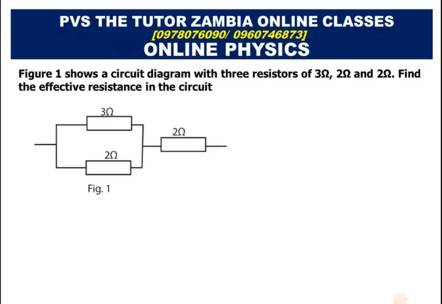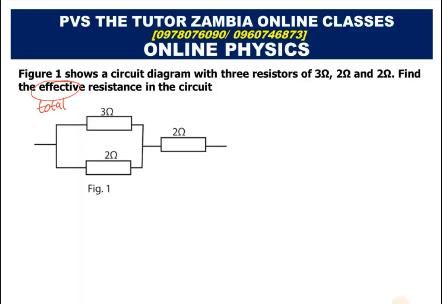So we have a question here, and it says figure 1, the one which is being shown here, shows a circuit diagram with 3 resistors of 3 ohms, 2 ohms, and another 2 ohm. And find the effective resistance in the circuit. Now when they say effective, it's just the same thing they are saying total. Alright, there's nothing there to confuse you.